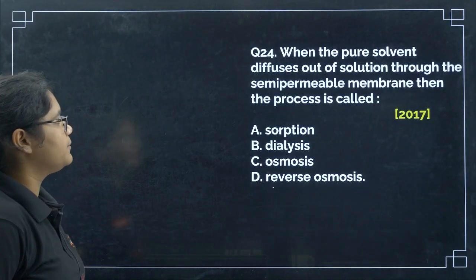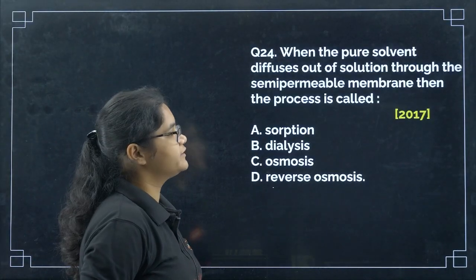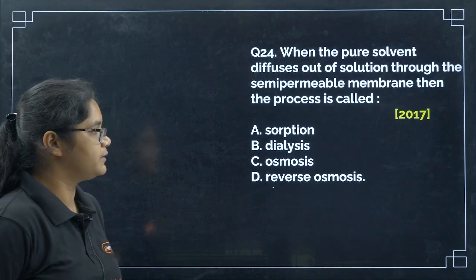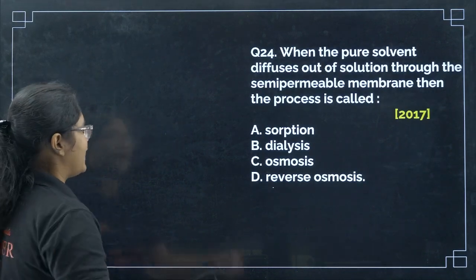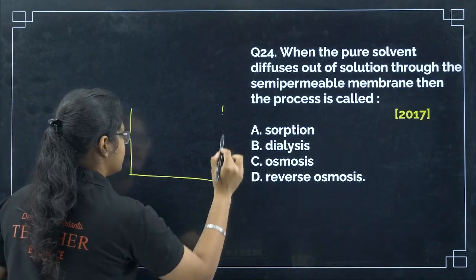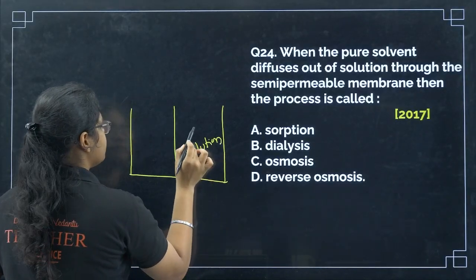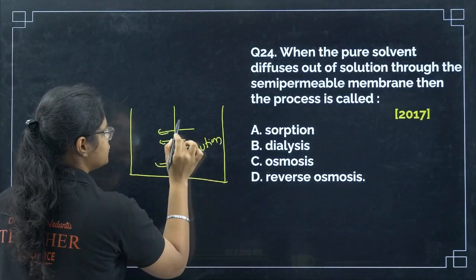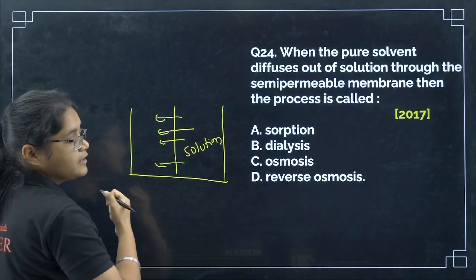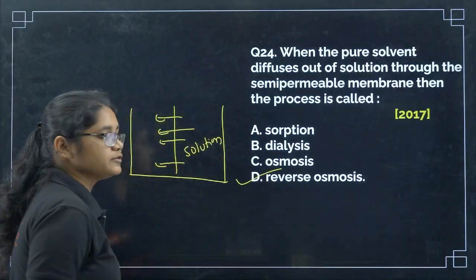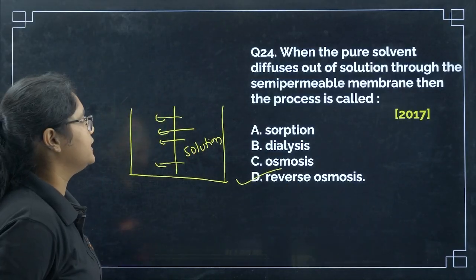Okay, next, when the pure solvent diffuses out of the solution through the semi-permeable membrane, then the process is called. So you have here, see, this side it is solution. And from solution side the water is being pushed out, pure water is removed from here. So that occurs in case of reverse osmosis, that is option number D.